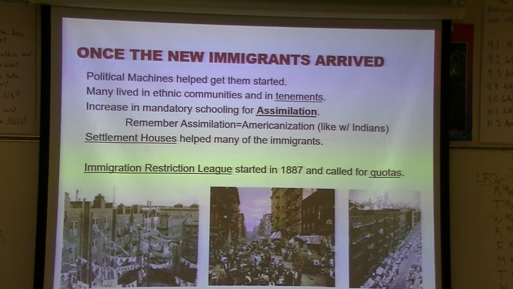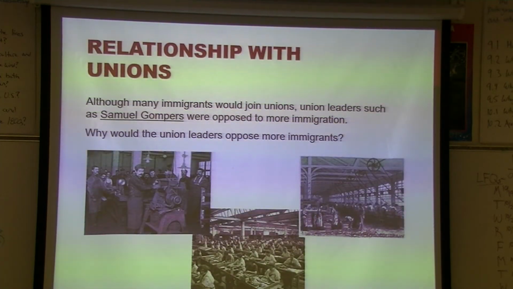We're going to have settlement houses, which is another part in the next section, that we're going to have people that are going to try to help the immigrants, but at the same time, we're going to have these clubs called Immigration Restriction Leagues, which are going to start in the 1880s, and they're going to keep growing, and they're going to call for quotas. What a quota is when they were trying to eliminate or lessen the numbers, and you only allow a certain number of people from each country.